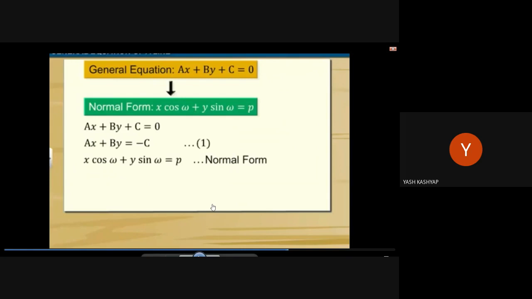Wherever you see in your textbooks or any other books, the equation of a line passing through the origin with a slope is given as y is equal to mx. But the y-axis is also passing through the origin, so it should also be in the form of y is equal to mx. But we cannot write x is equal to 0 in the form of y is equal to mx.